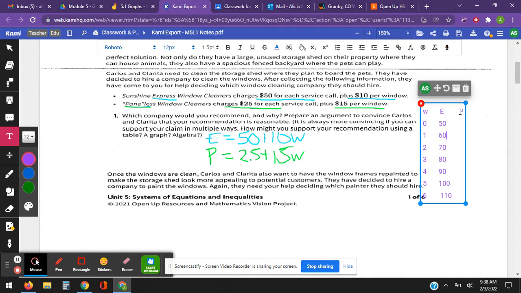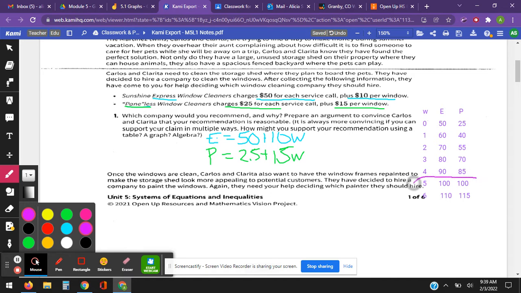Okay, so now let's go back up and see what painless would be. Painless would start with 25, and then the next time they would be 15 more, which is 40. And then after that, they're another 15, which is 55. And then we add another 15 here, and that's 70. And another 15, that's 85. And another 15, that's 100. Another 15 is 115.